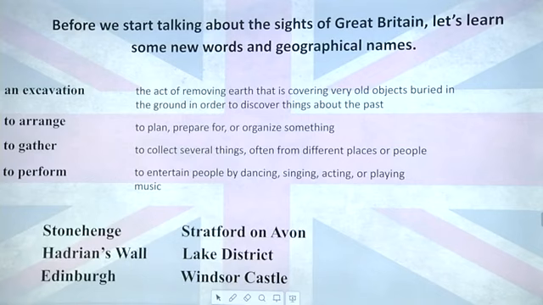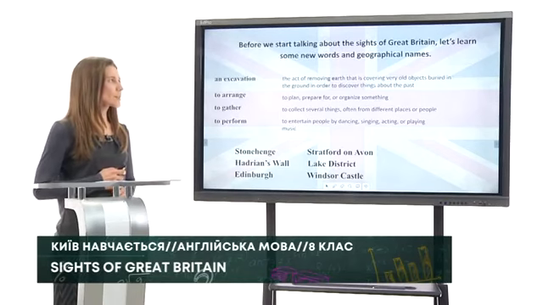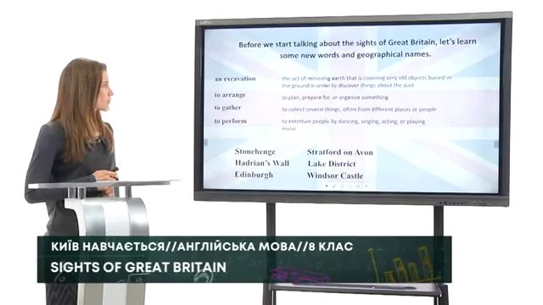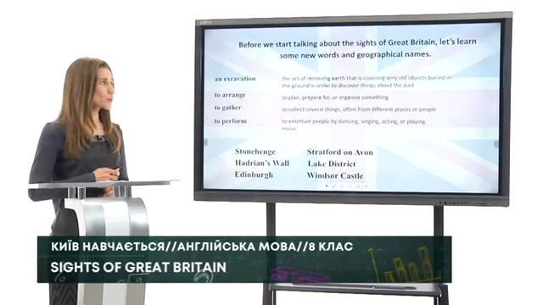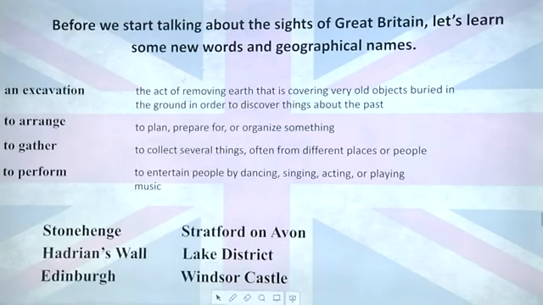Well, the first one is excavation. An excavation is the act of removing earth that is covering very old objects buried in the ground in order to discover things about the past. Well, the next word is to arrange. To arrange means to plan or to organize something together. To collect several things, maybe several people, together.